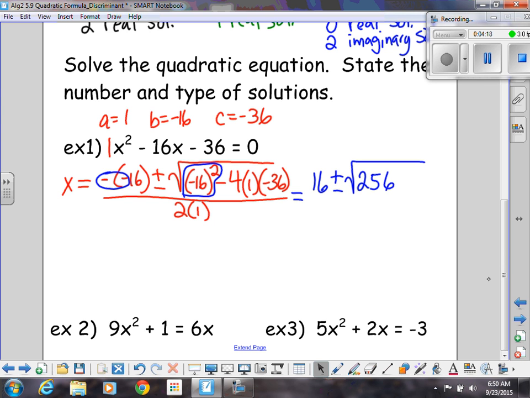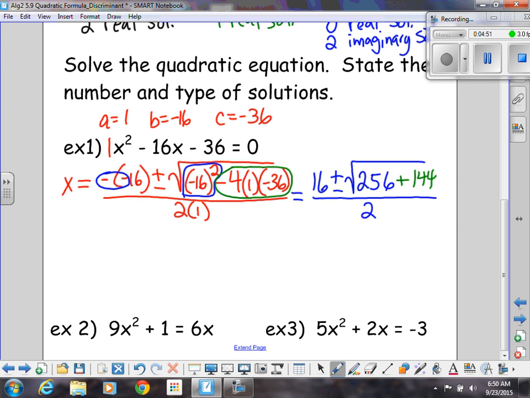Now when I do the negative 4ac part, I would treat this as negative 4 times 1 times negative 36. A negative times a negative will be a positive, so I'm going to get a positive number, and that number is 144. And all of that is over 2 times 1, which is just 2. So all I did was do all of the parentheses part and make sure I simplified that.